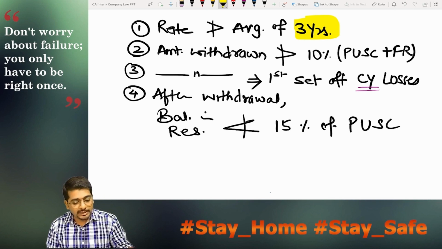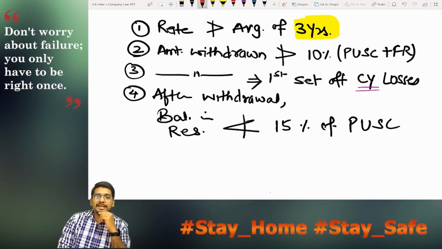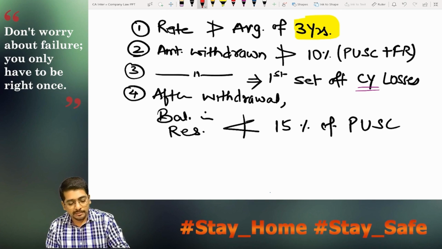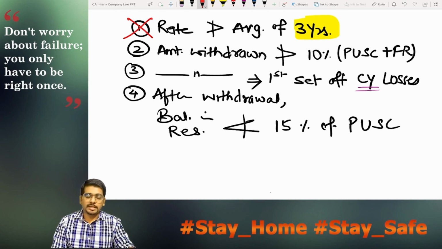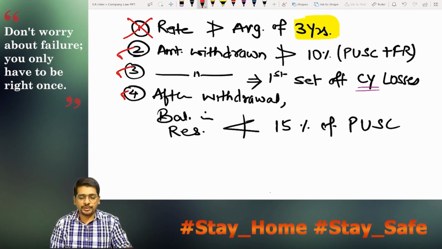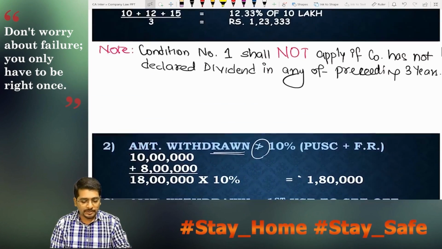Yes or no? If I have to take the average of the preceding 3 years, then I should have made the payment of dividend in the last 3 years. But what if I have not made the payment of dividend in any of the last 3 years? Then of course, this condition number 1 will not apply. This condition number 1 will not apply to you, and you have to satisfy 2, 3, and 4 only. Understood? Let's try to understand with the help of an example.